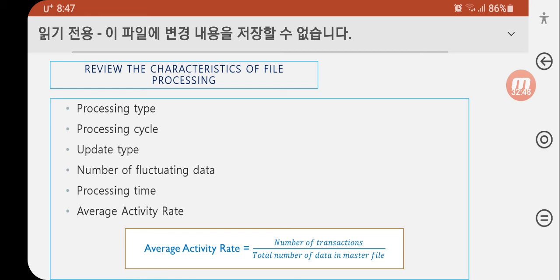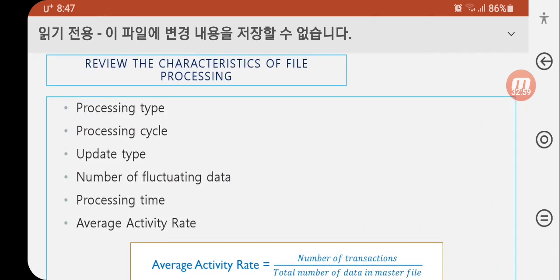Processing type is necessary to decide whether to process the files sequentially or randomly. A processing cycle is necessary to decide which type of file processing cycle will be selected from occasional, daily, weekly, monthly, quarterly, or annually. Update types is necessary to determine which of the types of files are added, deleted, or inserted, and update rate.